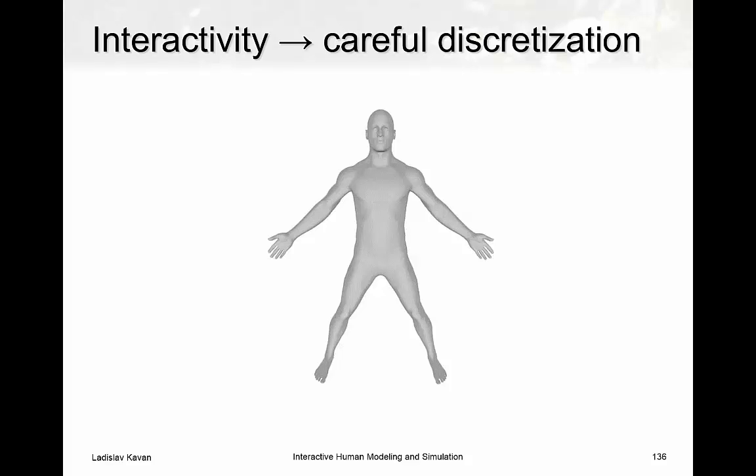One was using the projective dynamic solver. That's what we talked about the last class. And the other trick was to carefully design the tet mesh. So what we did is called a muscle envelope.